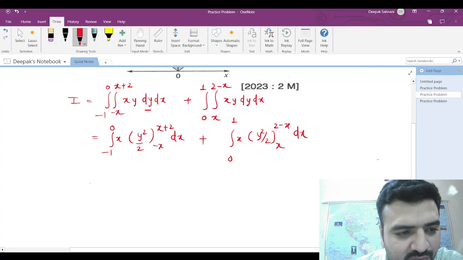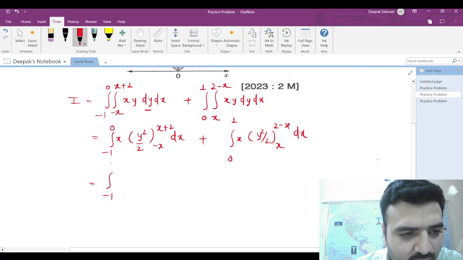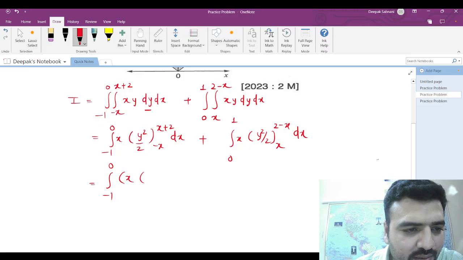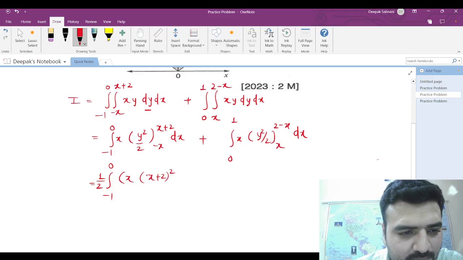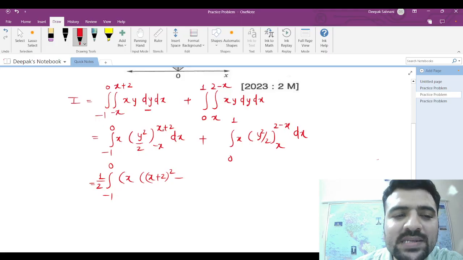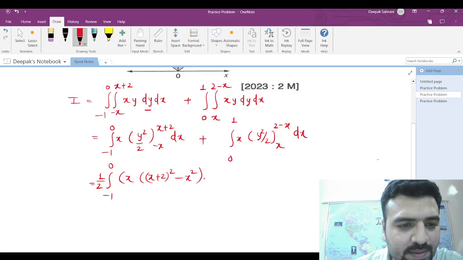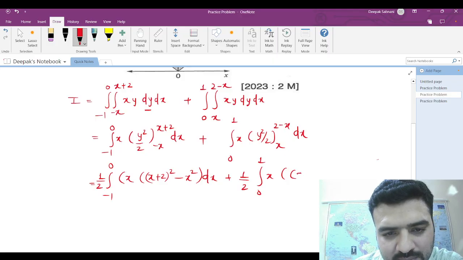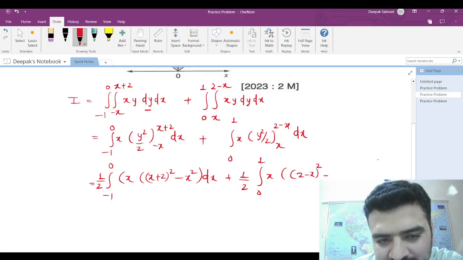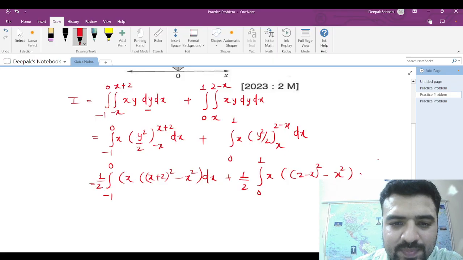Now you can put the values of y. So minus 1 to 0, this is x here. Half you can take outside. So x plus 2 whole square minus of minus x square, that is plus x square, dx. Half again you can take outside here, 0 to 1, x, 2 minus x whole square, minus, in place of y you are substituting x square.